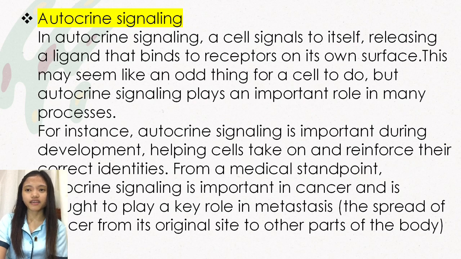This may seem like an odd thing for a cell to do, but autocrine signaling plays an important role in many processes. For instance, autocrine signaling is important during development, helping cells take on and reinforce their correct identities. From a medical standpoint, autocrine signaling is important in cancer and is thought to play a key role in metastasis, the spread of cancer from its original site to other parts of the body.